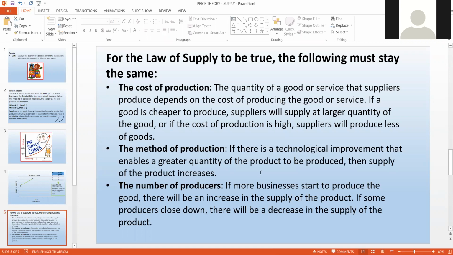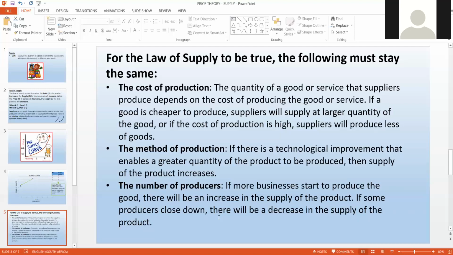Now, we know that there are constantly technological improvements all around the world. So say I have a specific plant where I operate a factory, and now we come up with new technology or new machinery, or something we can do to make our method of production more cost effective. That can also have an influence on my supply to the market. So if a technological improvement enables a greater quantity of the product to be produced, then supply of the product might increase.